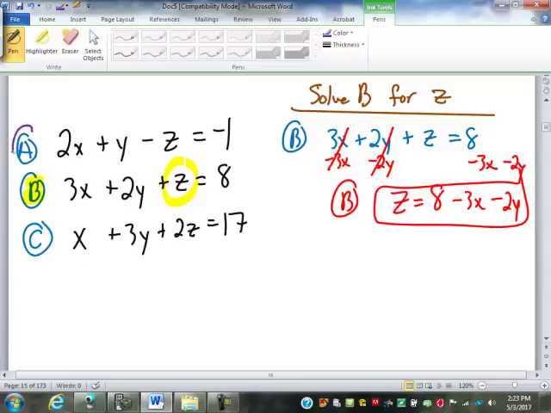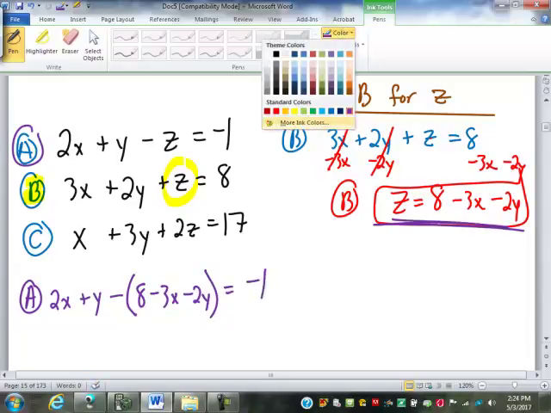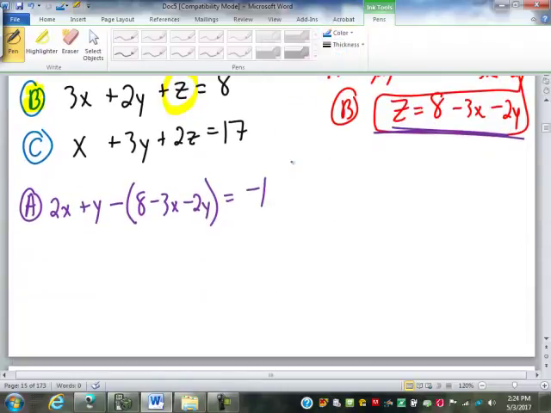So let's use equation A first. I'm going to take equation A, it's 2x plus y. Now I have to be really careful here. That's minus z, but remember I'm going to replace z with this over here, the 8 minus 3x minus 2y. So it's minus, and in parentheses I'm going to put 8 minus 3x minus 2y instead of the z, equals a negative 1. So now just like before, we're going to rearrange this.